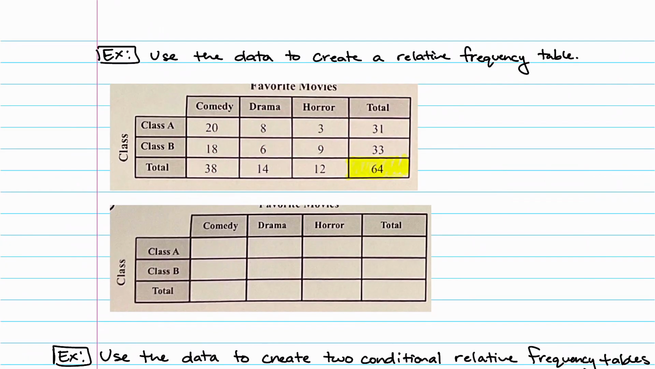All right. So I want to create a relative frequency. Well, if I'm going to do a relative frequency, I need to make a percentage. Here, this is telling me that out of all the students that took the survey, 20 of them loved comedy coming from Class A. But 20 out of how many? Well, 20 out of 64.